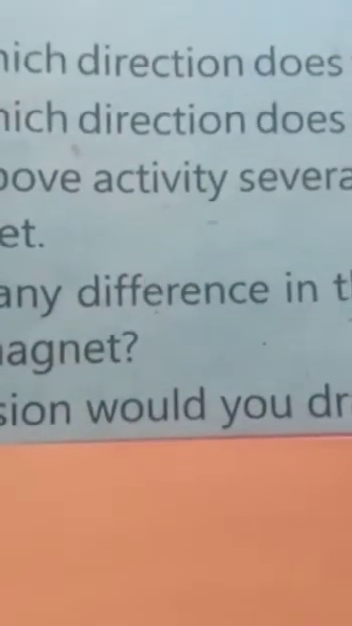So students, what conclusion would you draw from this activity? Students, we learnt that the bar magnet always stops in a specific direction. Answer: the bar magnet always stops in a specific direction due to its specific poles, while the wooden rod has no fixed direction.